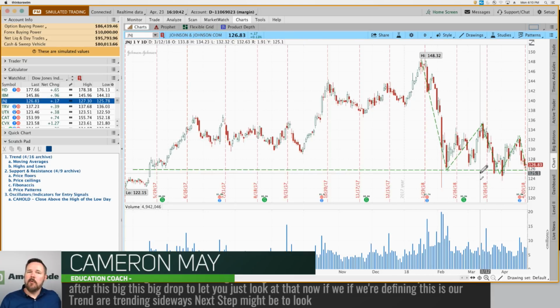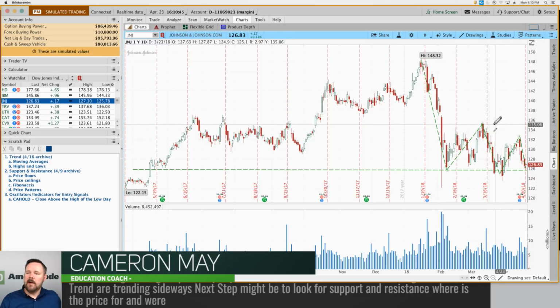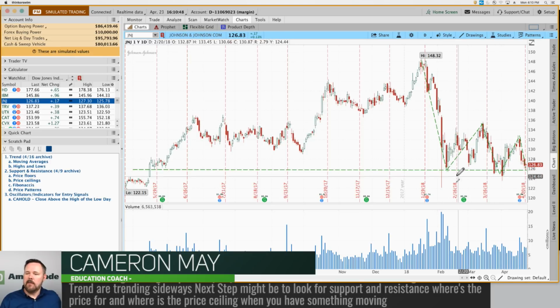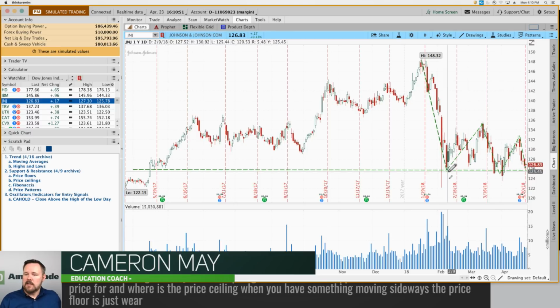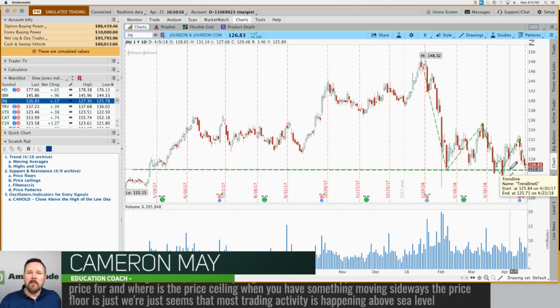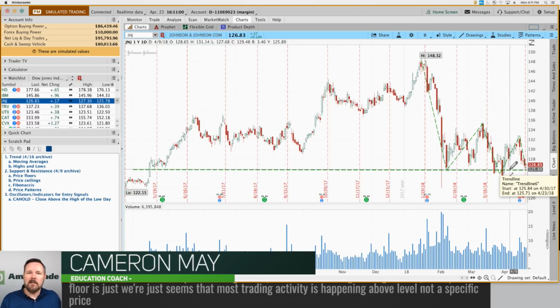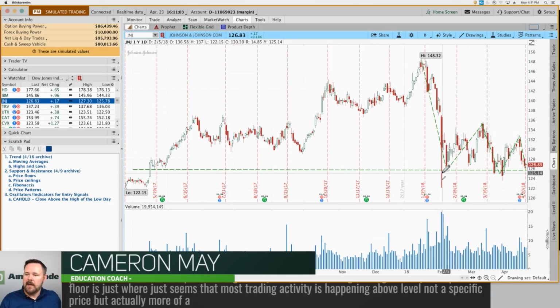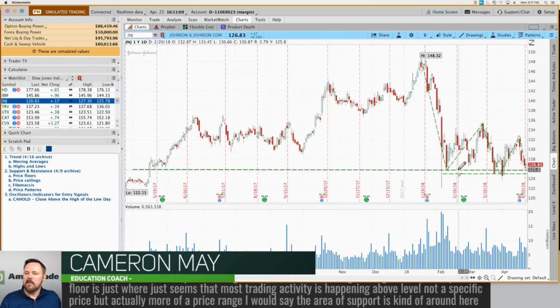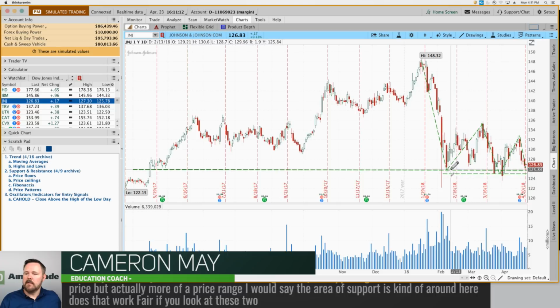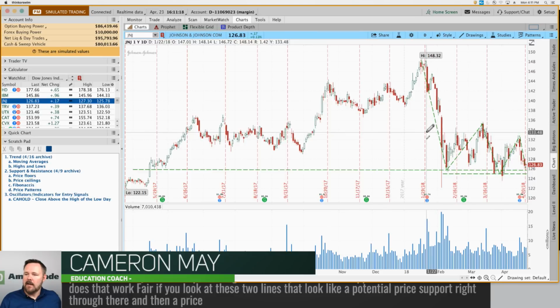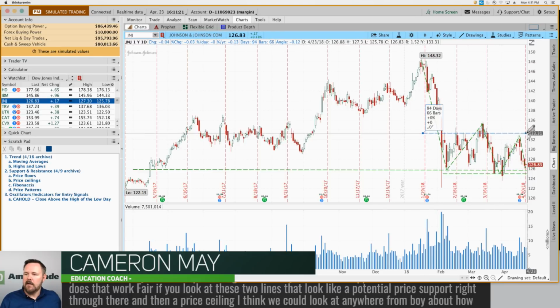Next step might be to look for support and resistance. Where's the price floor and where's the price ceiling? Well, when you have something moving sideways, the price floor is just where it just seems that most trading activity is happening above a certain level. Not a specific price like $125.32, but actually more of a price range. I would say the area of support is kind of around here. Does that look fair? If you were to look at these two lines, does that look like a potential price support right through there? And then a price ceiling, I think we could look at anywhere from about here to, who knows, even here.